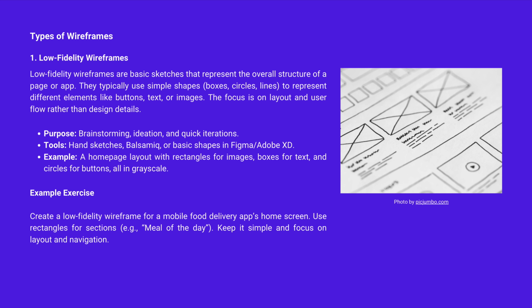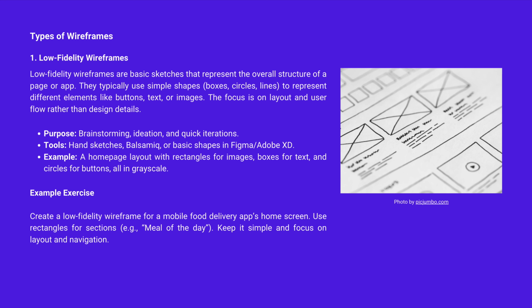A simple example of a low fidelity is the image we have on the right hand side. The boxes with this cross inside represent images. The lines here you see represent headings and text respectively.